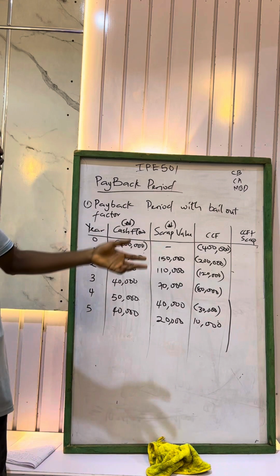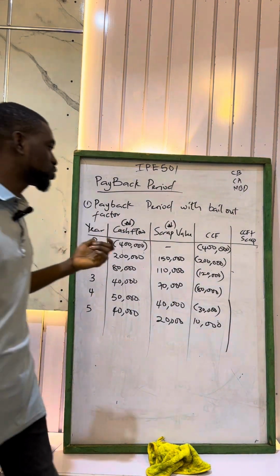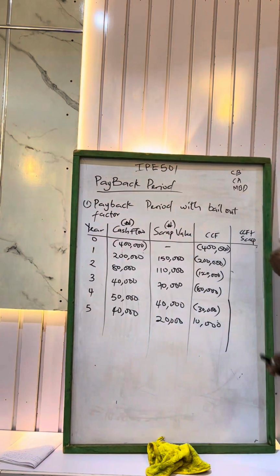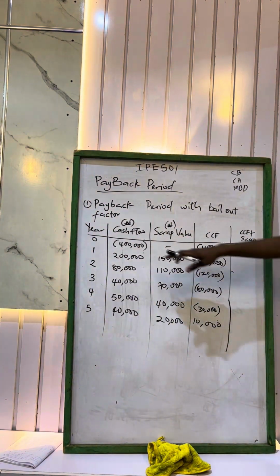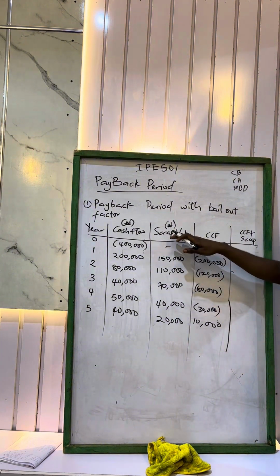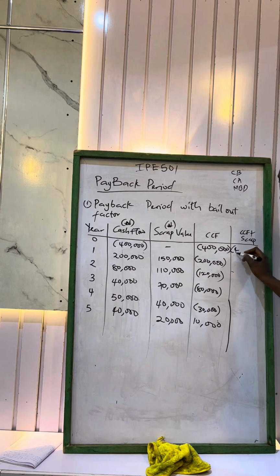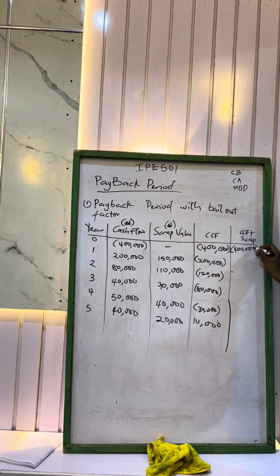Most times it's always advisable you calculate your cash flow when you are with a bailout factor before you consider the scrap value, just to be on the safer side. So now moving to considering the bailout factor that we are having here. After this year, this is still going to be, because I can't decide to sell my project when I just started the project. So for this, I'm still going to be on a deficit part here.